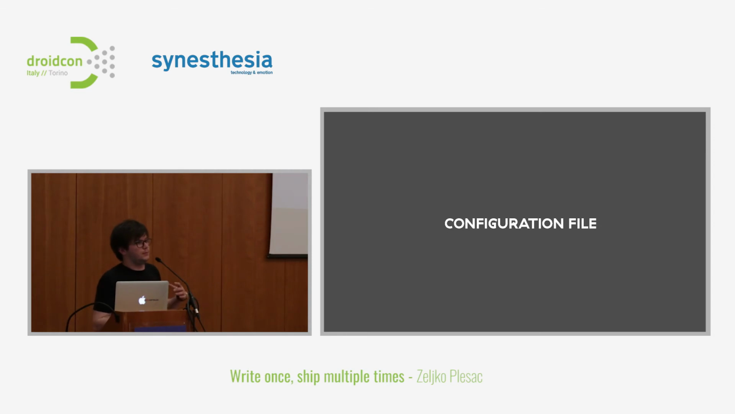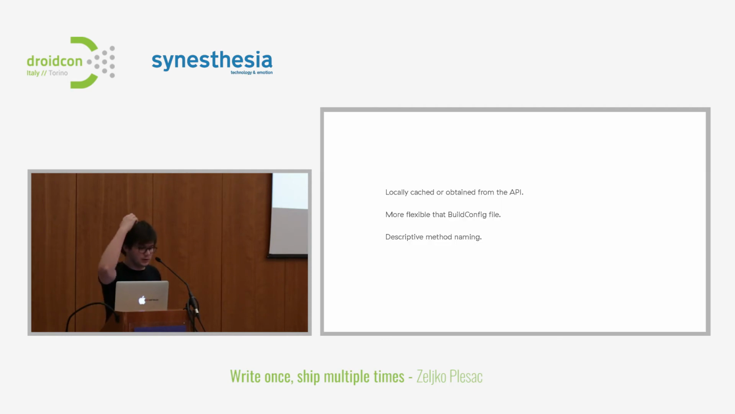If you want to be more flexible, or if you want to handle some more complicated cases, then configuration file is the way to go. So configuration file can be either locally cached in your application, or it can be obtained from the API when your application starts, or you can use Firebase remote config for that. The thing is that configuration files are more flexible because you actually can write Java code and customize everything. And there is only one rule when you are using configuration files, and that is that you use descriptive method naming. More about this later.